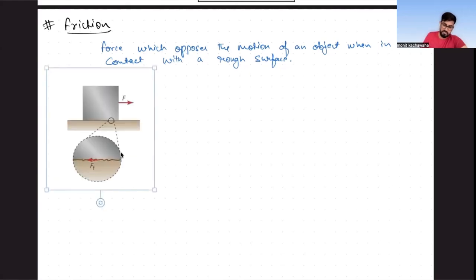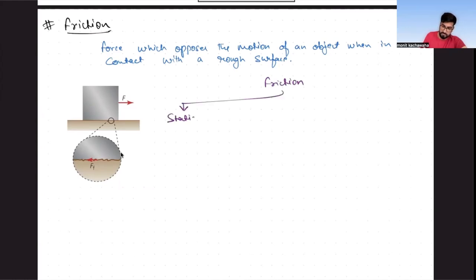So if you look at this, if this block is moving against this surface, at a very microscopic level, the surfaces are rough, and I am applying a force in this direction. So the friction has a tendency to stop this object, to oppose the motion. So it will act in the opposite direction. And as a result, friction is of two types. One is called static friction, and the other one is called dynamic, or you can say kinetic friction.